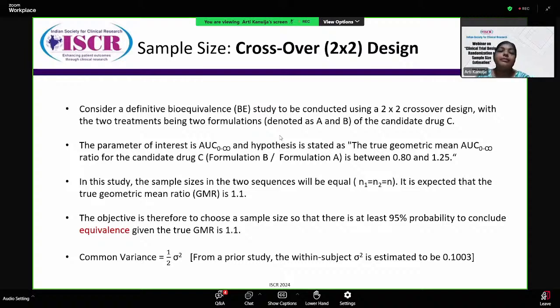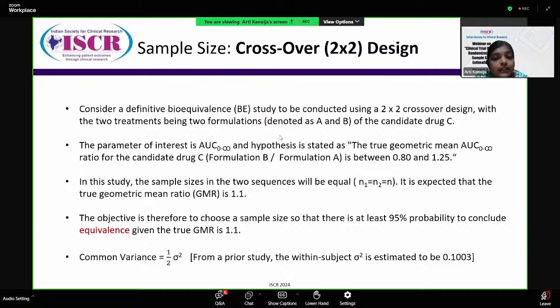Next, here I'm giving you an example of a crossover 2x2 design, specifically for a bioequivalence study, which is studying equivalence. Since it is a crossover design, there are two treatments and two formulations denoted as A and B. The parameter of interest here is a PK parameter, AUC 0 to infinity. The geometric mean is provided, and as rightly said by Neha in the first presentation and also by Mahendra, we are looking at the range from 80% to 125%.